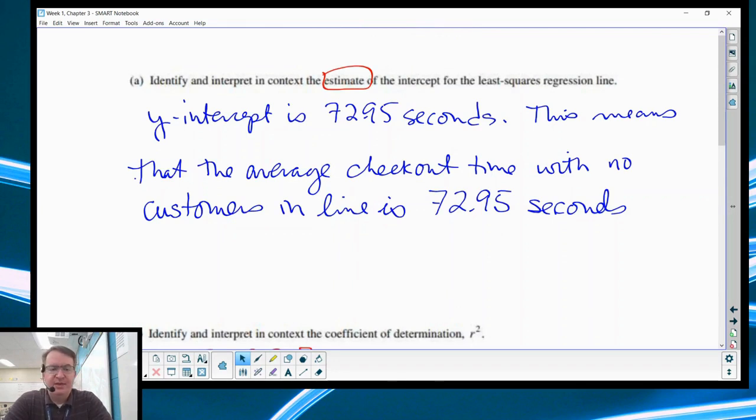So identify and interpret the context estimate. Oh, actually, it's the second question. In context, the estimate of the intercept for the least squares regression line. So as I indicated just before, it is the constant coefficient.